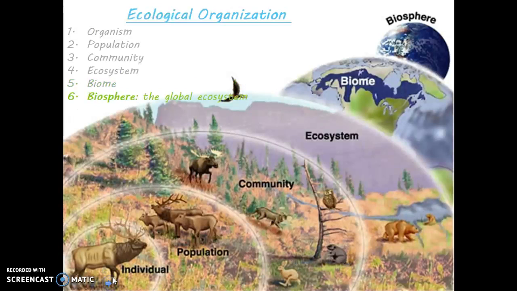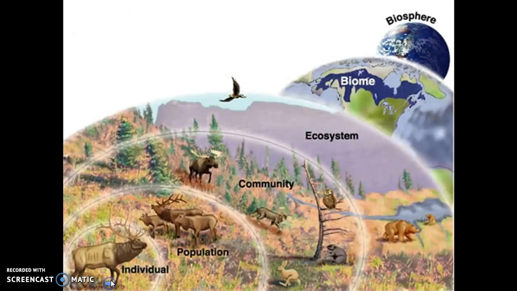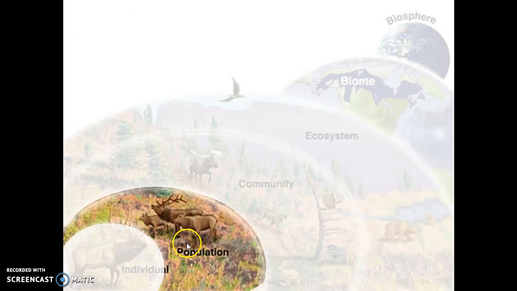Now, if I look at every area on Earth where life can exist, the global ecosystem is what we call the biosphere. So ecologists can study the interactions between living things and their environments at a bunch of different levels. Today we're going to focus on two specific levels. First, we're going to focus in on the population level.